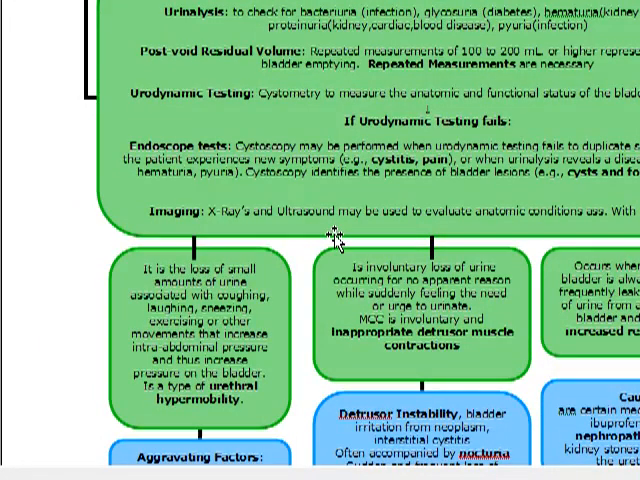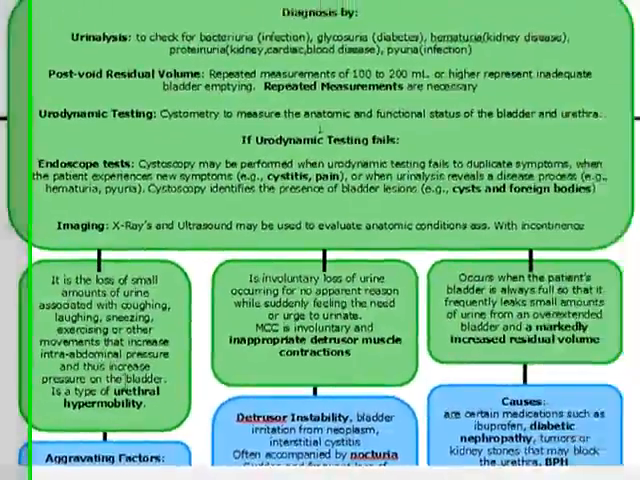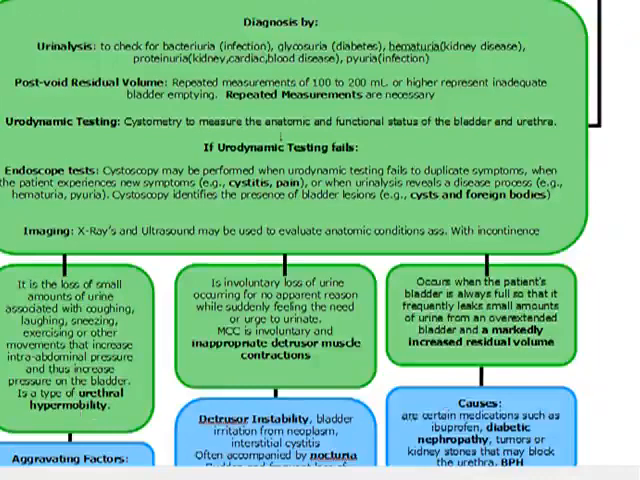The first one I want to go over is stress incontinence. Stress incontinence is probably the easiest and the most commonly tested. It's going to be associated with activity. All right, so these patients are going to lose urine when they cough, when they laugh, when they sneeze, when they're exercising, during sudden movements, anything that can increase our intra-abdominal pressure and thus increase the pressure on our bladder. This is a type of urethral hypermobility. Remember that.